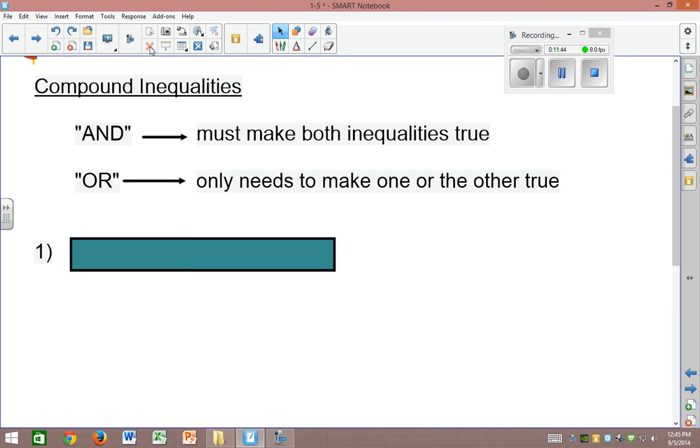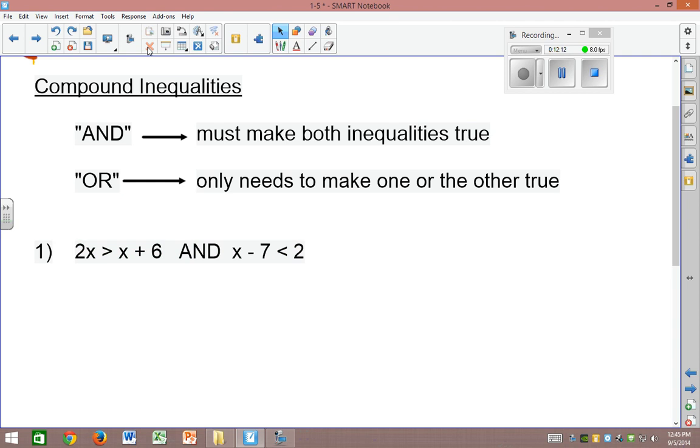So I always give an example. If I tell you that I'm going to be happy if you bring me flowers and chocolate, and you show up with only chocolate, I'm not happy, because I said and. You have to have both. And then for an or, I tell you I'm going to be happy if I get flowers or chocolate. Either one works, it's a win-win. Unless you bring me nothing.